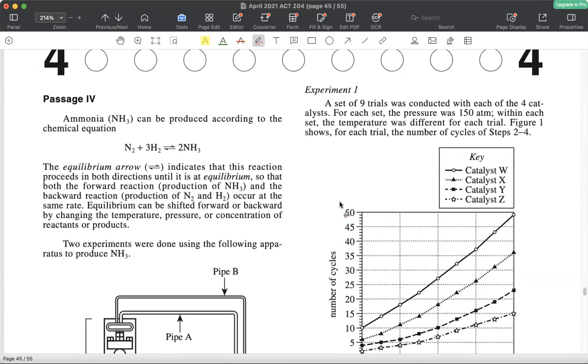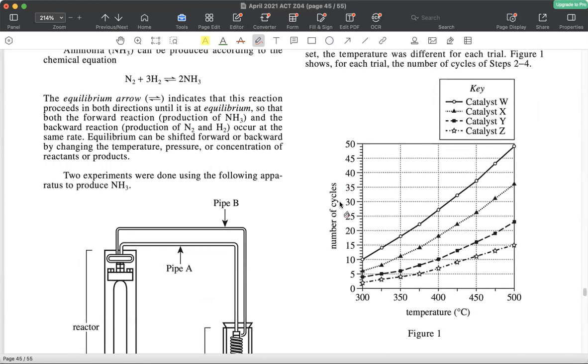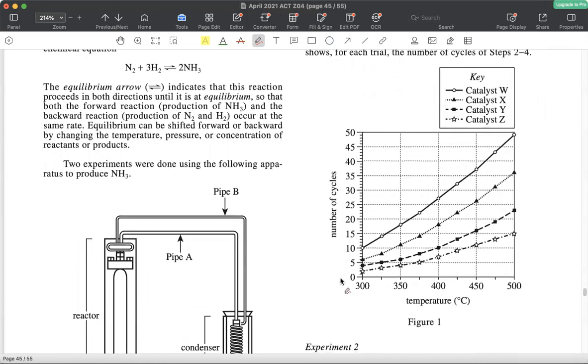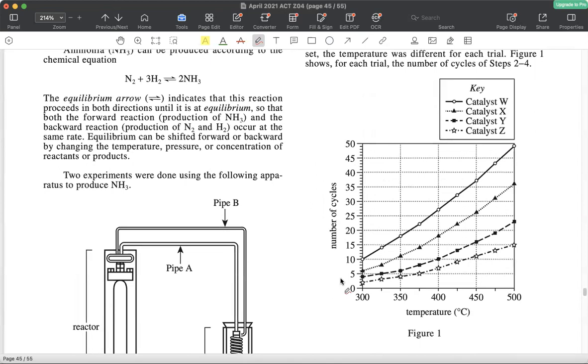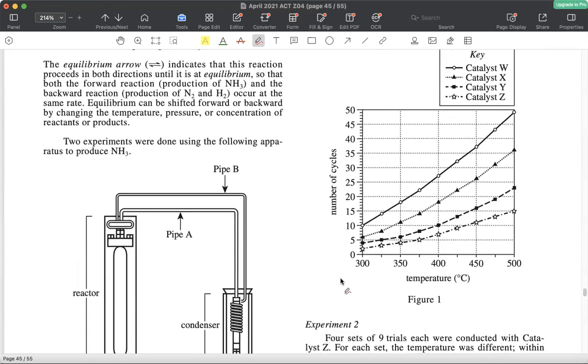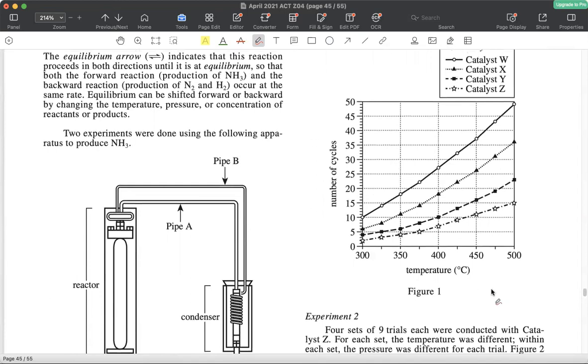Experiment 1, a set of 9 trials was conducted with each of the 4 catalysts. For each set, the pressure was 150 atmospheres. Within each set, the temperature was different for each trial. Figure 1 shows for each trial the number of cycles of steps 2 to 4. Okay, so that means, how much time did it take for equilibrium to be reached? And that's what we are looking at. So the number of cycles increases as the temperature increases. So equilibrium takes more time, right?